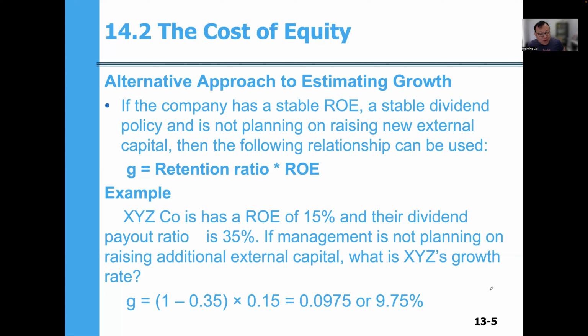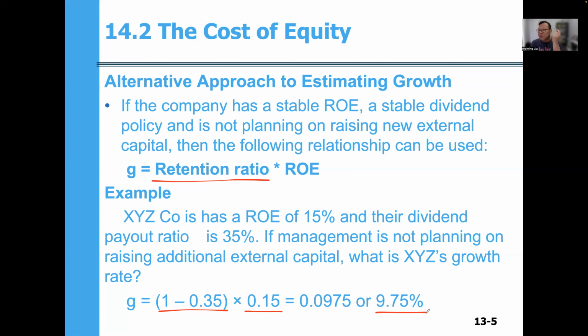So growth rate equals retention ratio. What's the percentage of the income kept in the company in retained earnings? Well, you paid out 35% as dividend to the shareholders, so the retention ratio is 65%, 1 minus payout ratio, and times ROE, 15%. So the growth rate is 9.75%. So that's the two methods.